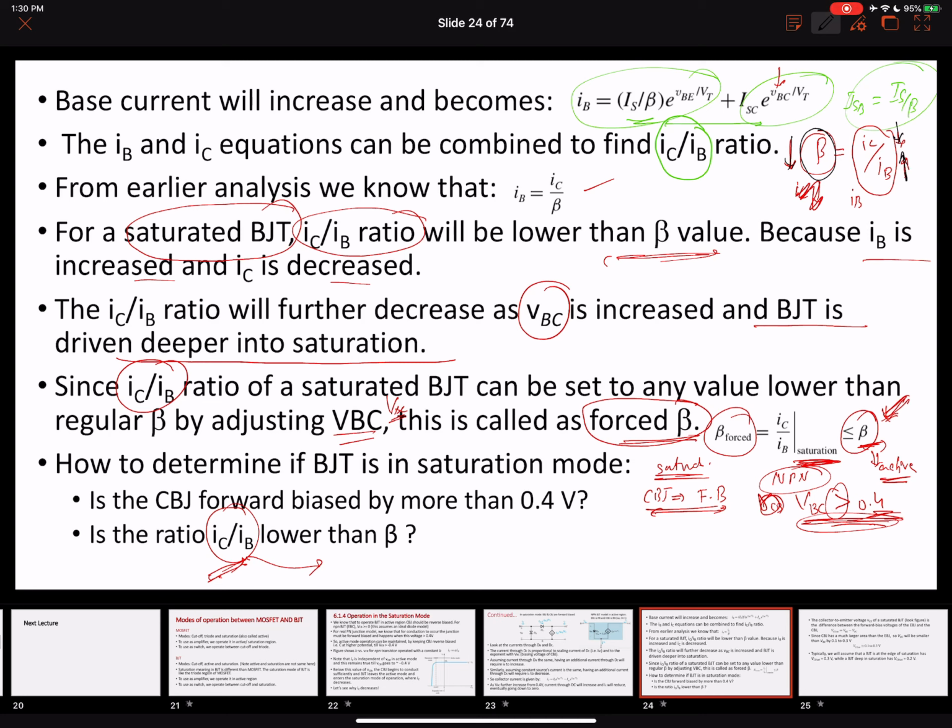We call this beta value the forced beta. Our forced beta is always less than the value of beta, and we can use these two conditions to find out whether the transistor is operating in the saturation mode or not. If IC over IB is lower than the value of beta for the active region, this means it is in the saturation mode. Or if our collector to base junction is also forward biased, then this means it is also being operated in the saturation mode.